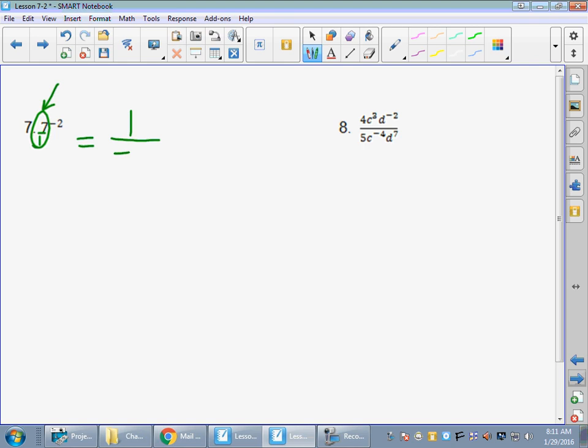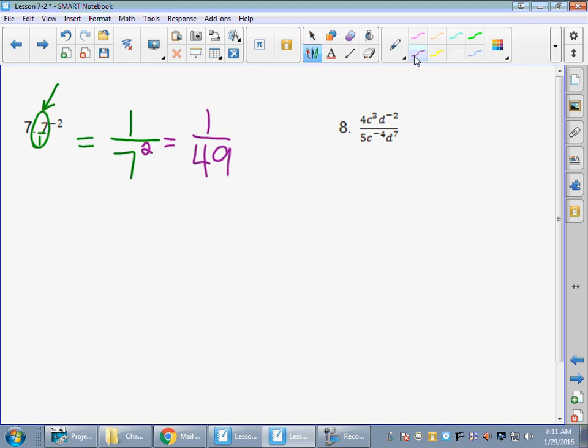So 1 over 7. Now, instead of having a negative exponent, since I use the reciprocal, I've got a positive exponent. So 1 over 7 to the second. And of course, we all know that that would be 1 over 49. Don't go to your calculator and don't tell me some kind of crazy fraction answer. I don't want to know that it's 0.49, blah, blah, blah. Tell me that it's 1 over 49.